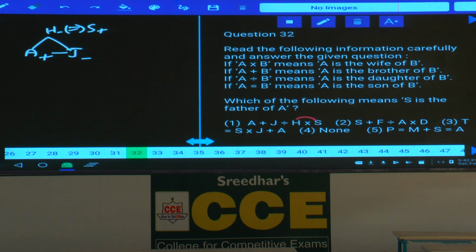Then S is the father of A. Are you getting the answer or not? S is the father of A. We got this with the help of condition number 1 itself. Choice 1 is the answer.